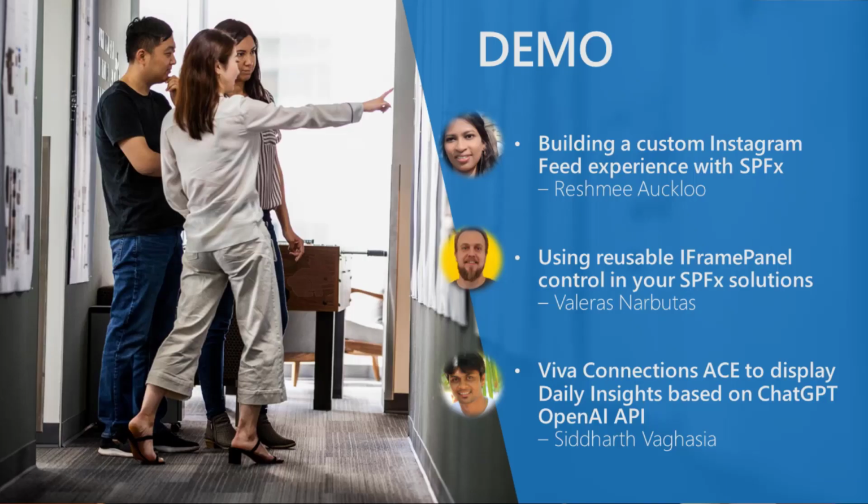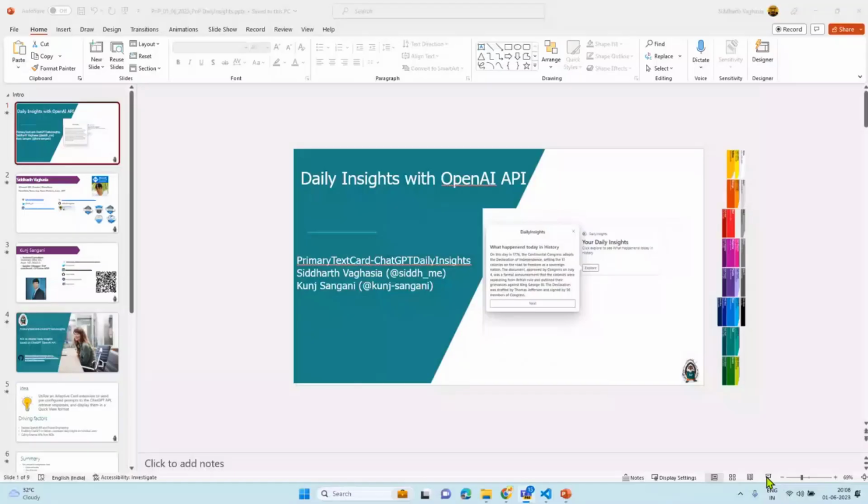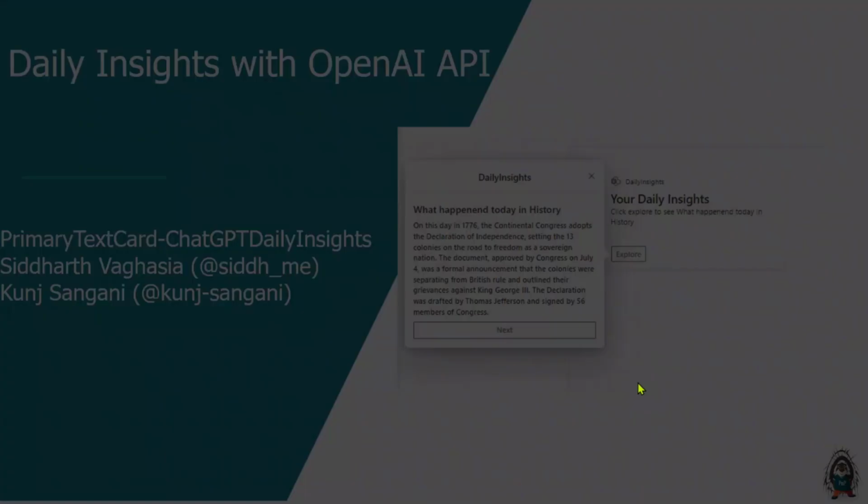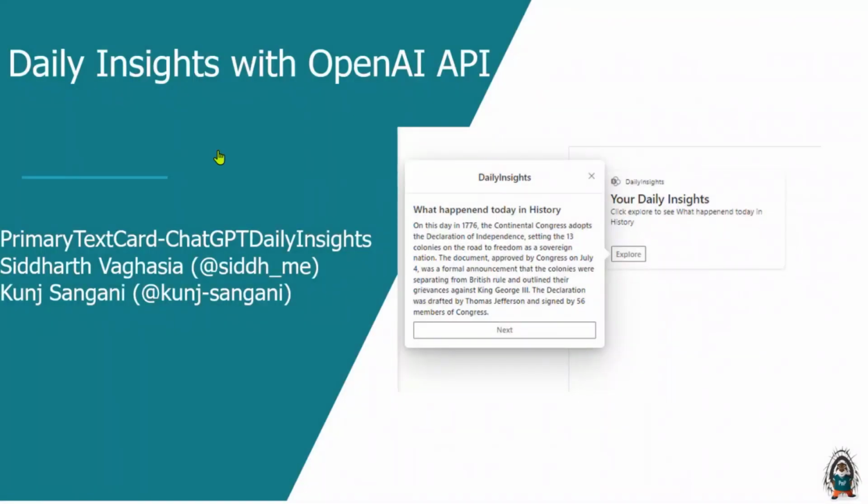Now let's give the floor to Siddharth, who's going to talk about Viva Connections adaptive card extensions to display daily insights based on the ChatGPT OpenAI API. Try to say that three times fast.